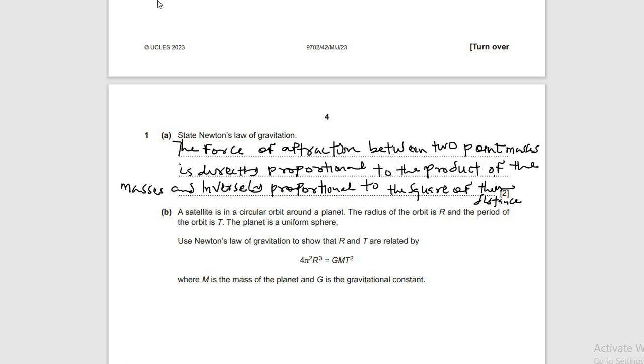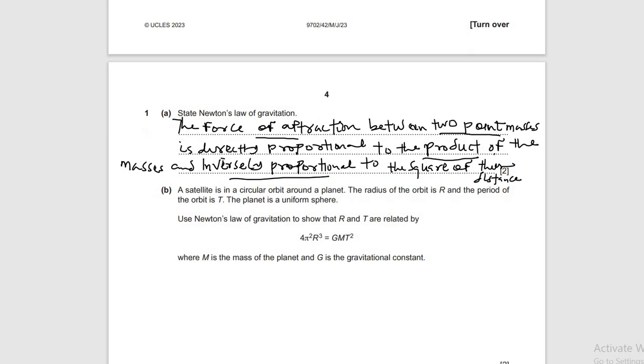The keywords there: 2-point masses, force of attraction between 2-point masses, directly proportional to the product of the masses, and inversely proportional to the square of the distance. Next one.